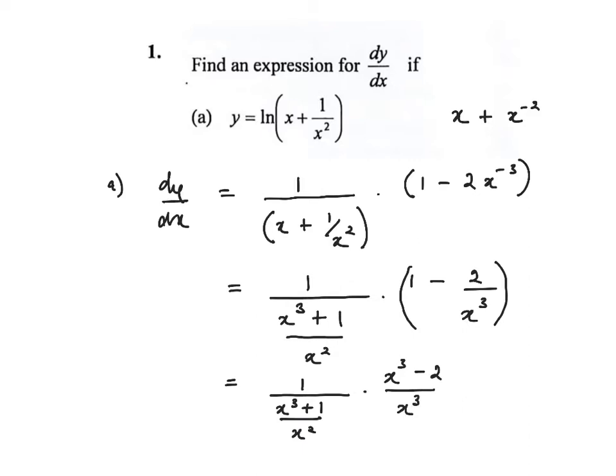So what's going to happen then? Well, this x squared here will cancel with some of that x cubed, and what we then have is x cubed minus 2 on the top and x bracket x cubed plus 1 on the bottom.